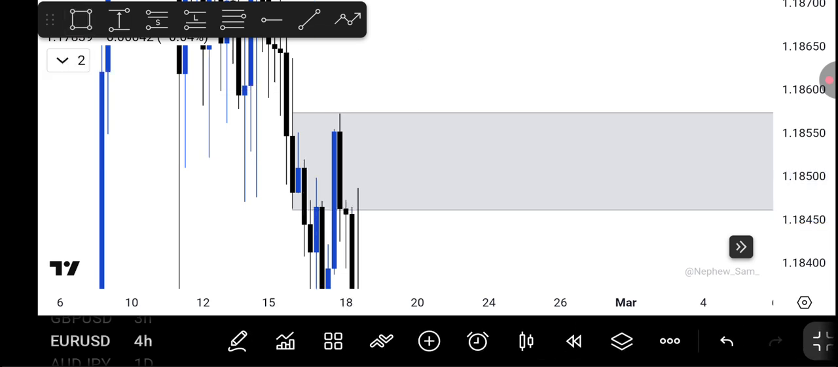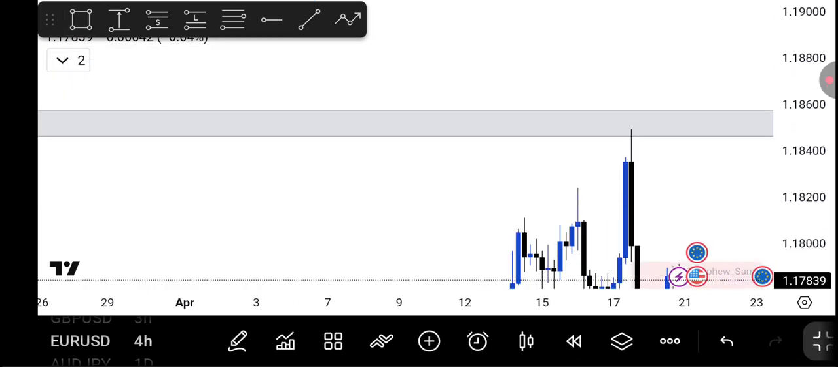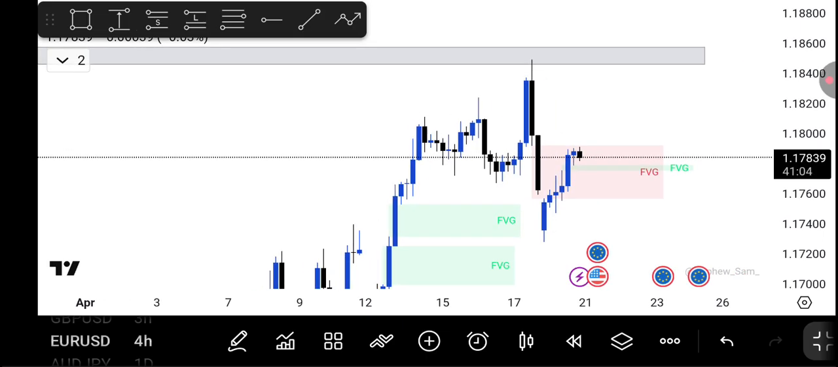This is the 4-hour time frame. Don't forget that this is the 4-hour time frame. The market tapped there.